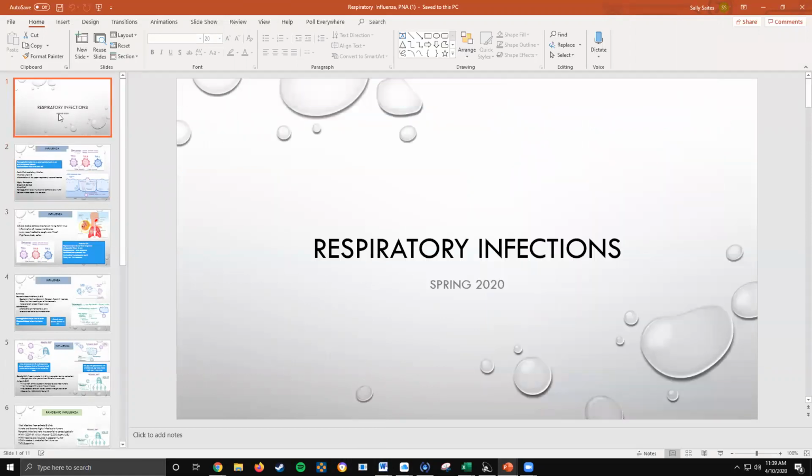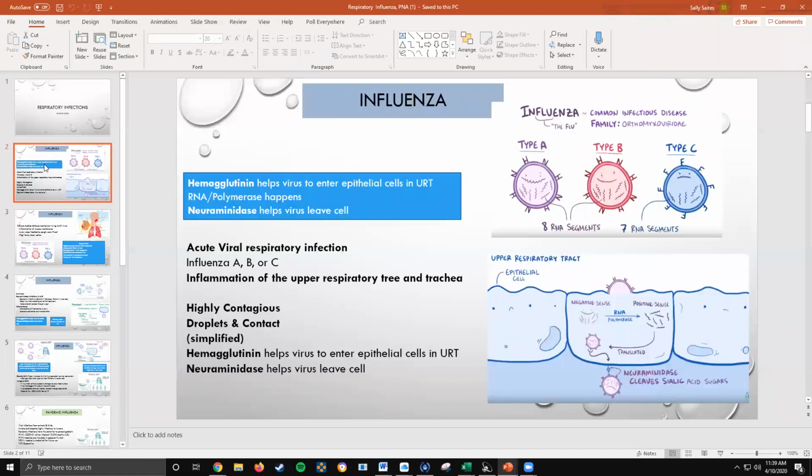Hey everyone, today we're going to be talking about respiratory infections. We're going to start with influenza and work our way through to pneumonia. Our influenza family is type A, B, and C, type A being the most common and the most dangerous. I want you to take note of the H and the N receptors on the virus. That's part of the naming process. So we have H1N1, H5N1.